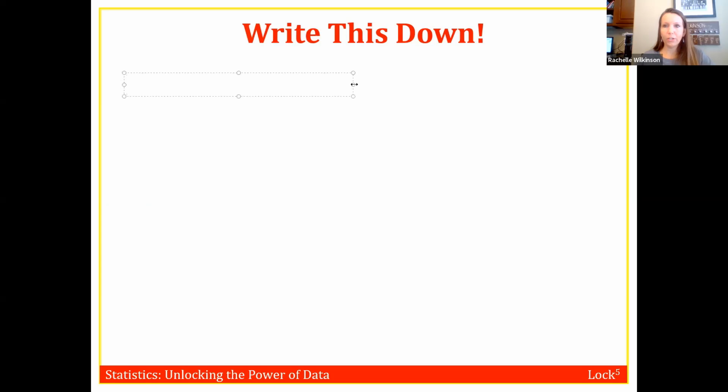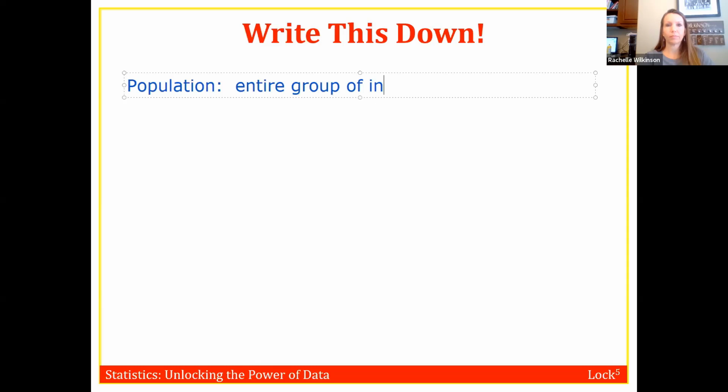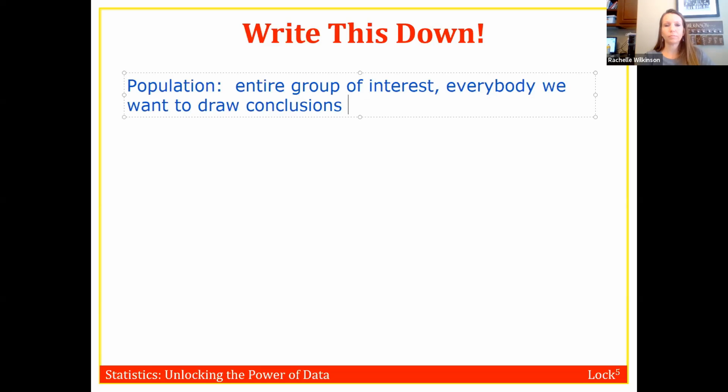All right, so our first definition for today is going to be population. The population is the entire group of interest. So it's everybody we want to draw conclusions about.